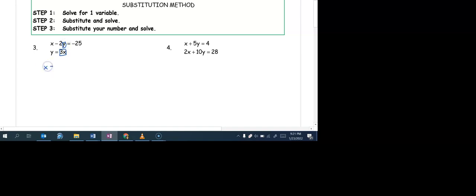When we rewrite this, we have x minus 2 parentheses 3x equals negative 25. When we multiply here, we get x minus 6x equals negative 25. Combine our x's, negative 5x equals negative 25. We divide by negative 5. X is 5. But we're not done yet because we have to solve for y. So we're going to put 5 in place of x. Y equals 3 times 5. So y is 15. Our ordered pair would be 5, 15.